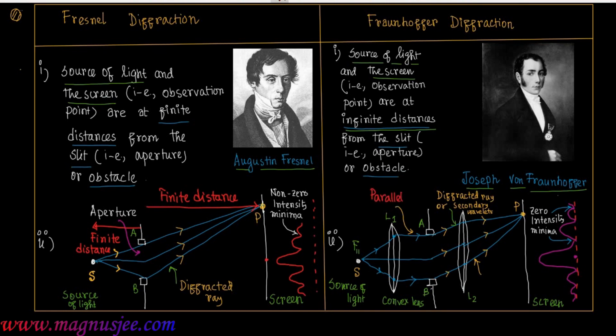For Fraunhofer diffraction, parallel rays will appear to originate from the convex lens L1. That means the source of light is at infinite distance. The source of light will appear to be situated at infinite distance from the aperture AB. That means parallel rays are coming from the lens L1, so these rays are coming from infinite distance. Hence, for Fraunhofer diffraction of light, the source of light will appear to be situated at infinite distance.